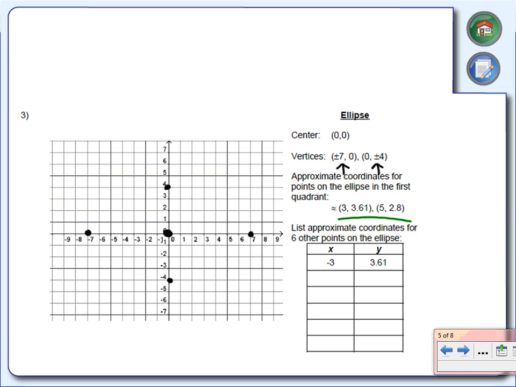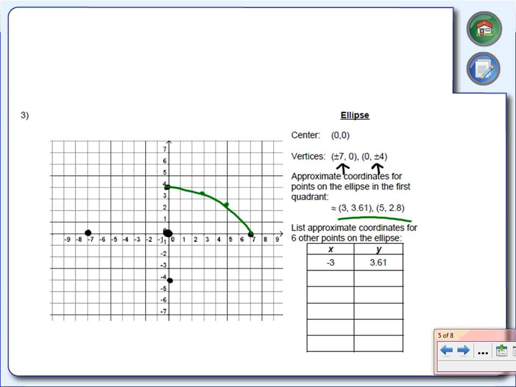Here's 3, 3.61, which would be right about there somewhere. And 5, 2.8. So 5, 2.8 is going to be right in this area here. So these are the other 2 points that they've given. So if I were to connect these, this would give me part of my ellipse. Of course, that's not enough to graph the whole thing, so we're going to get a couple more here. What they want us to do is list some more coordinates, 6 other points on this ellipse.